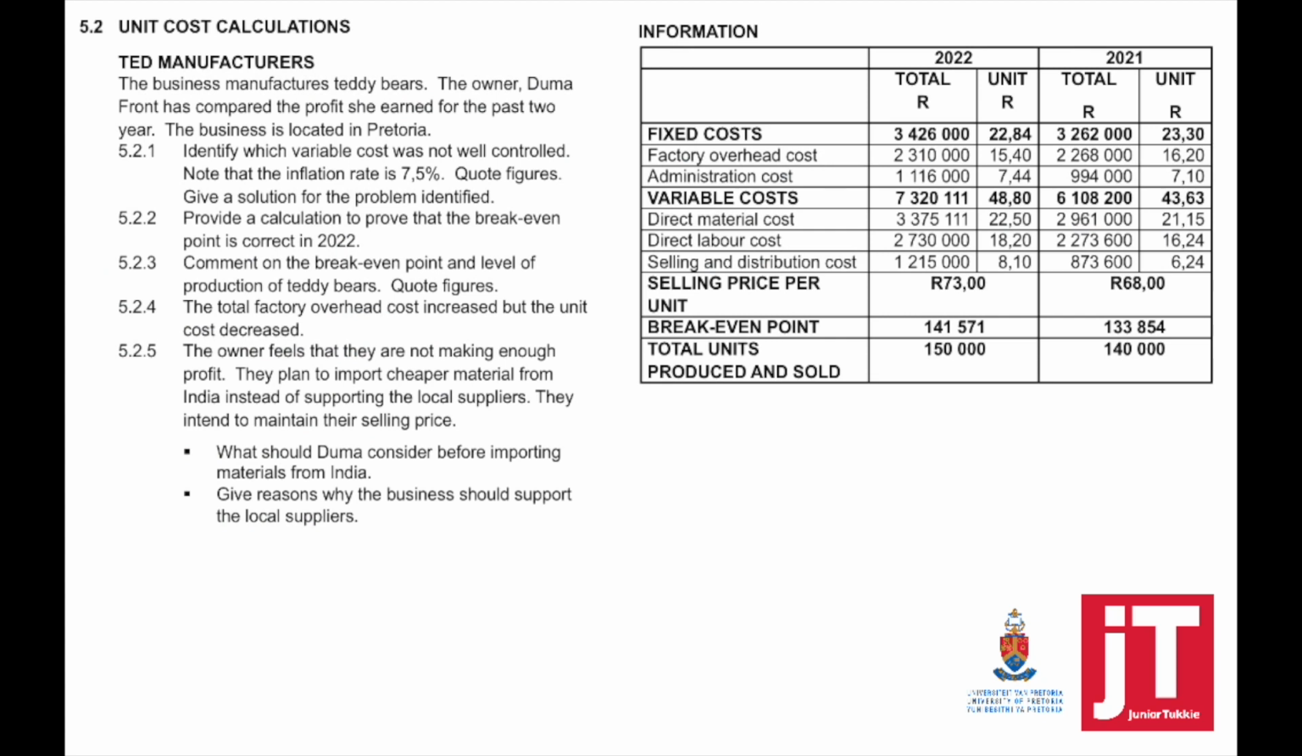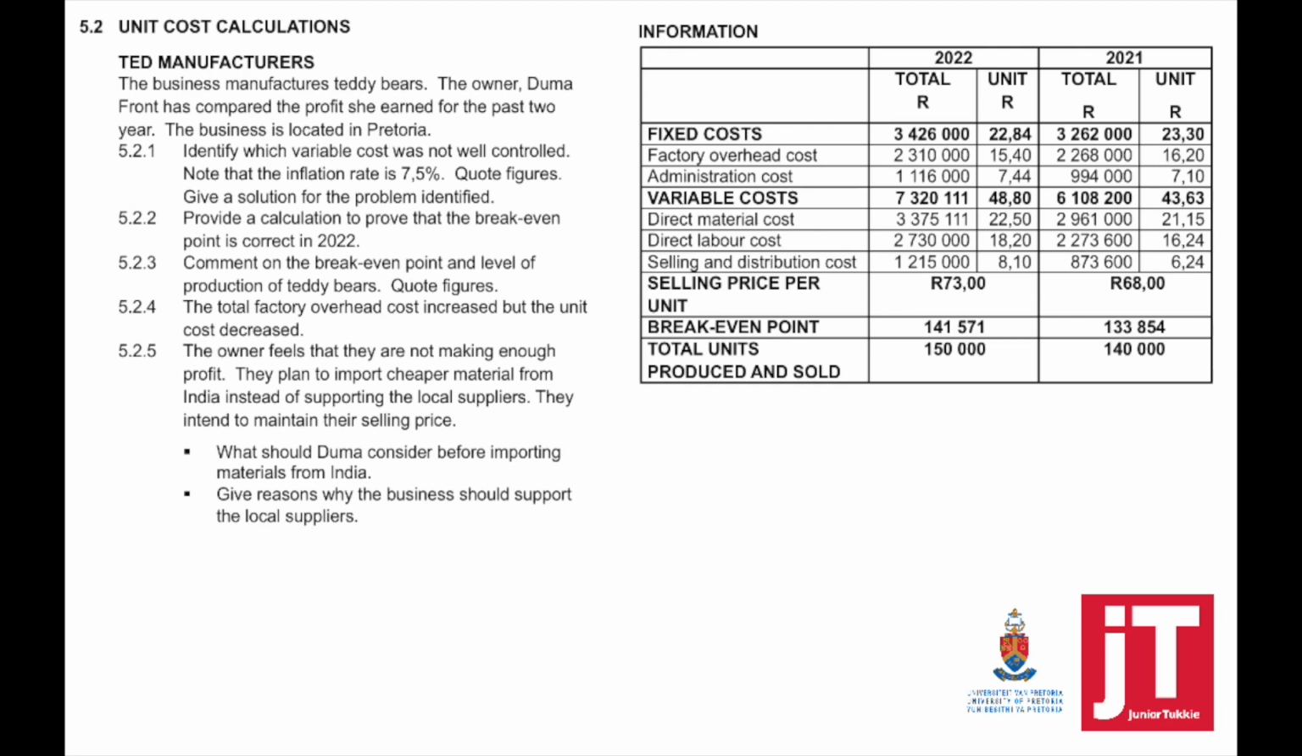Activity 5 consists of 2 questions. 5.2 focuses now on unit cost calculations. Ted Manufacturers. The business manufactures teddy bears. The owner, Duma Front, has compared the profit she earned for the past 2 years. The business is located in Pretoria.